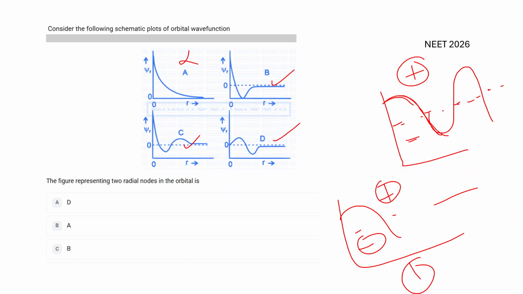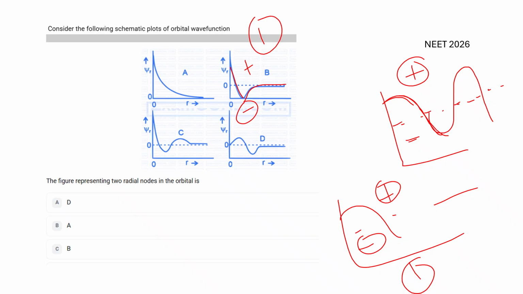In option A, there is no virtual line, so it does not contain any nodes. In option B, look clearly. The wave goes from positive sign to negative sign. There is one sign change, so there is one node. After that, there is no change in the sign. It resides in the negative part and does not go to the positive part.